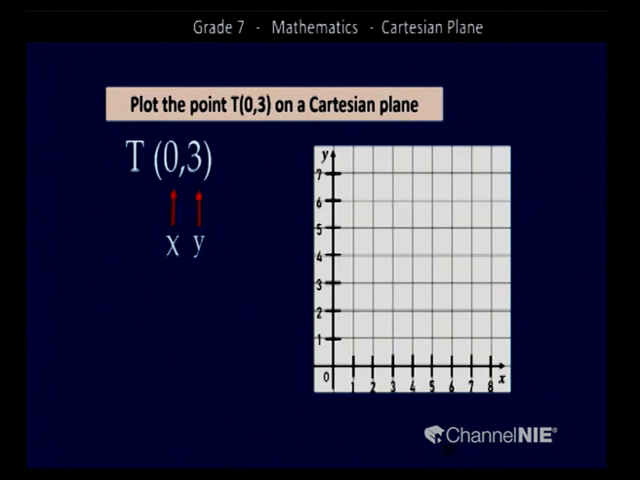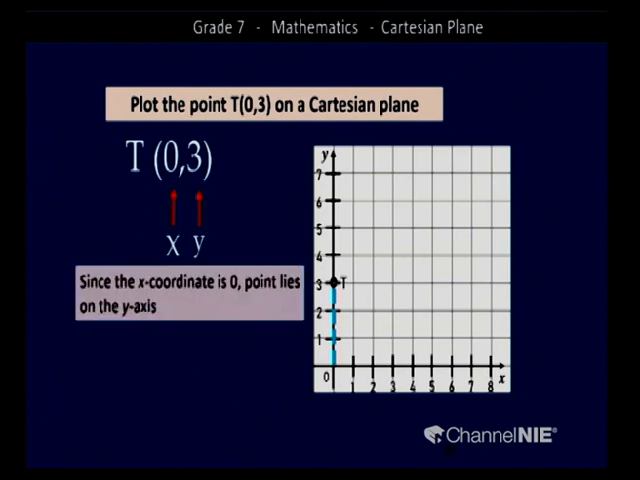Therefore, I need to move 0 units towards the x axis and then 3 units towards the y axis. Then I can obtain the point where I should mark. Right. This is point T. Previously, the y coordinate was 0. Therefore, we marked the point on the x axis. Here, the x coordinate is equal to 0. Therefore, we have to mark the point on the y axis.